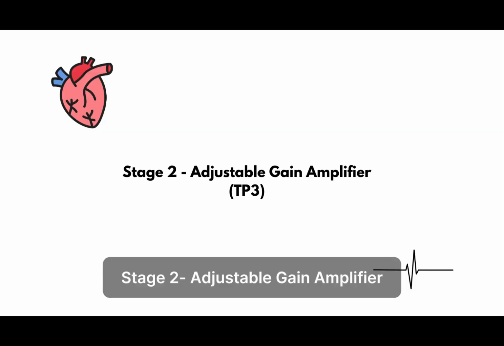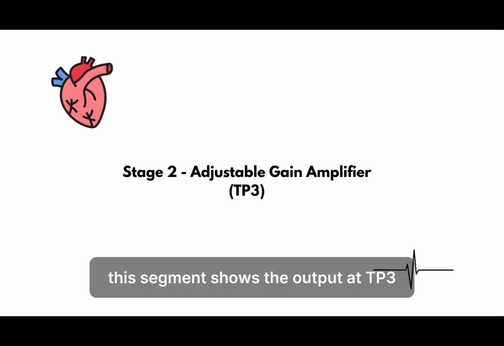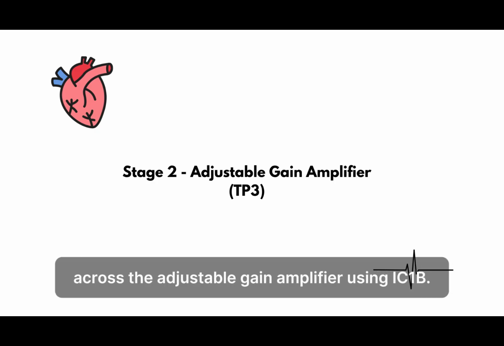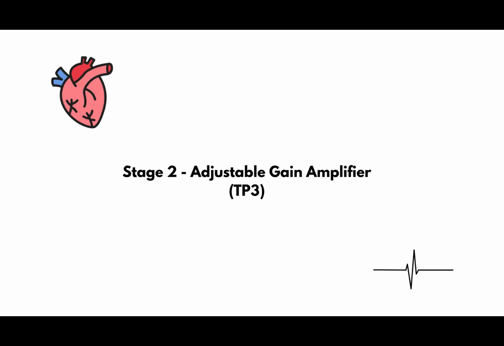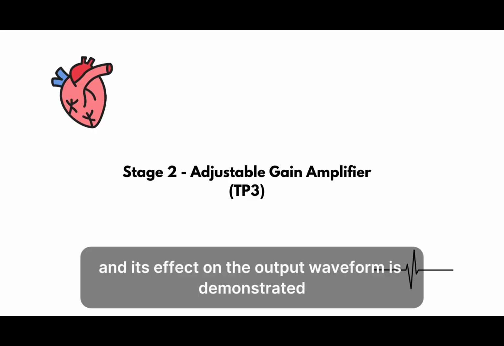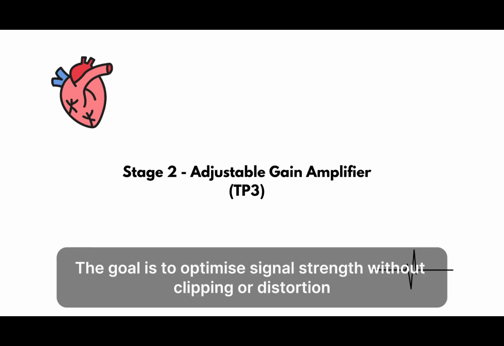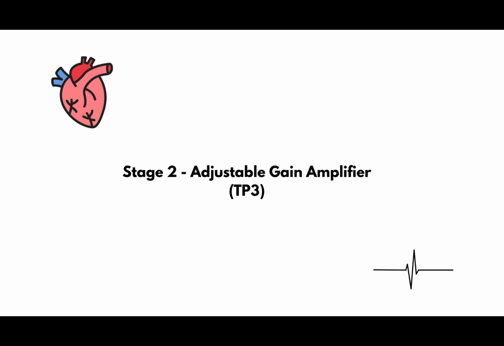Stage 2, Adjustable Gain Amplifier. This segment shows the output at TP3 across the adjustable gain amplifier using IC1B. The gain is controlled by a trimmer resistor and its effect on the output waveform is demonstrated. The goal is to optimize signal strength without clipping or distortion.